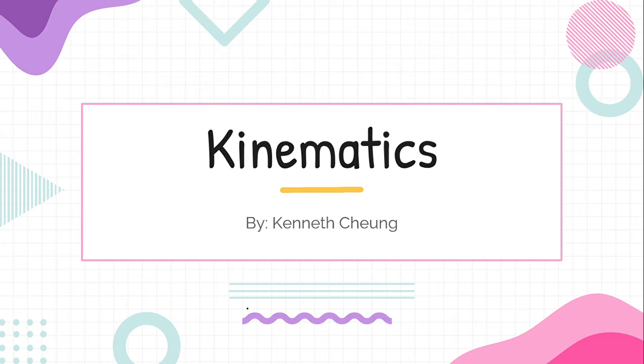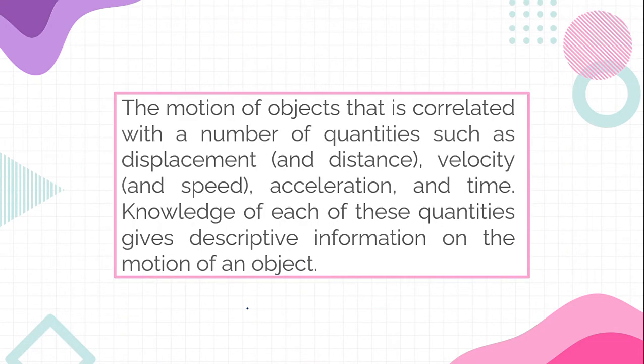Hello, and today we're going to talk about kinematics. So let's begin. What is kinematics? It is the motion of objects that is correlated with a number of quantities such as displacement and distance, velocity and speed, acceleration, and time. Knowledge of each of these quantities gives descriptive information on the motion of an object.